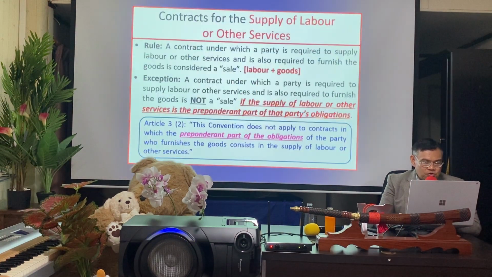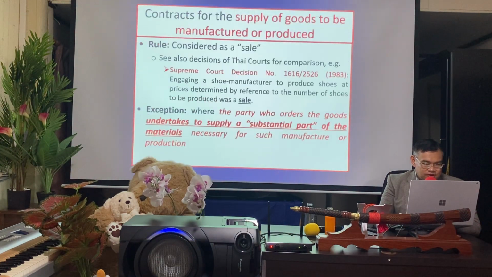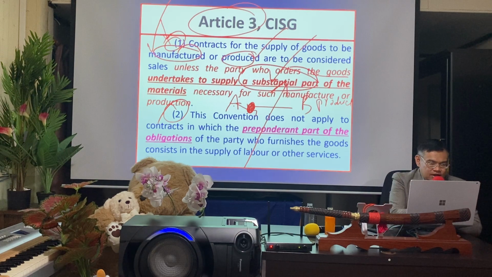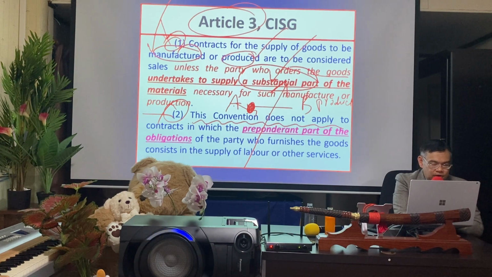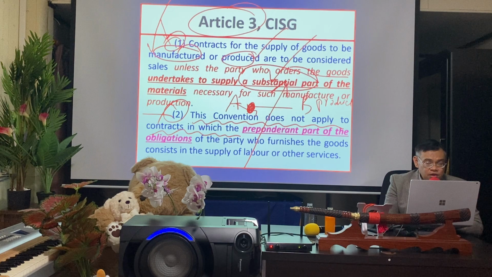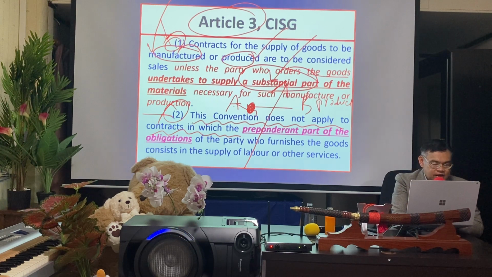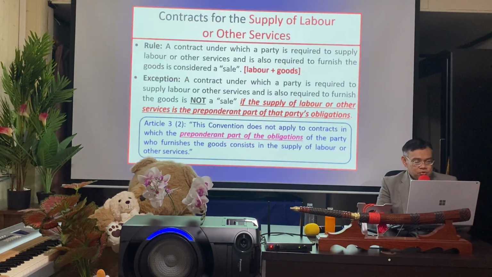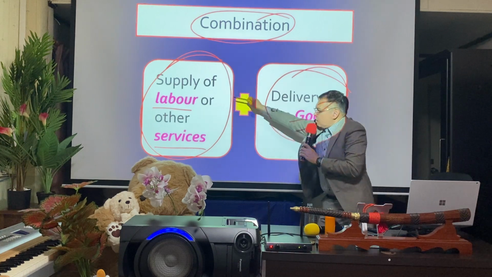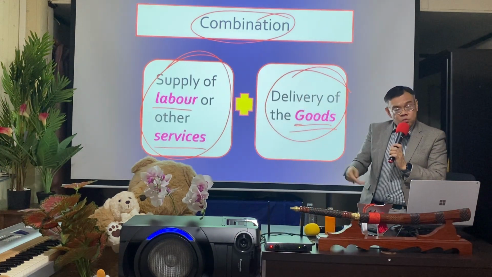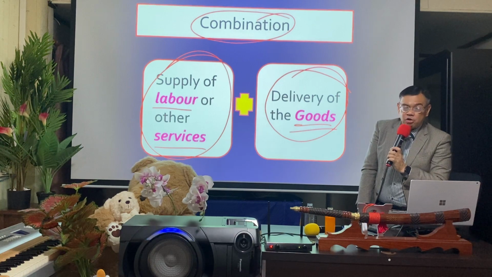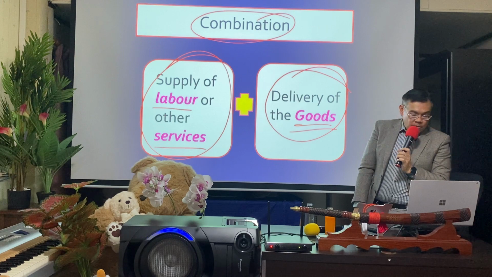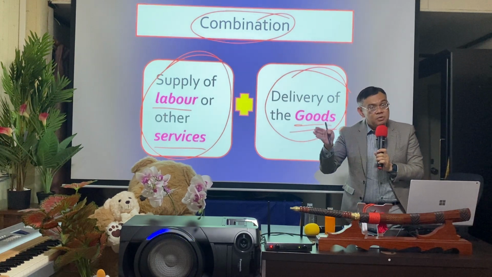If we go back to what is said in Article 3.2 of the CISG, this convention does not apply to contracts in which the preponderant part of the obligation of the party who furnishes the goods consists in the supply of labor or other services. So if the part concerned with the provision of labor or other services seems to be quite small, it cannot be considered as the preponderant part of the obligation, so the contract in question is still a sale.